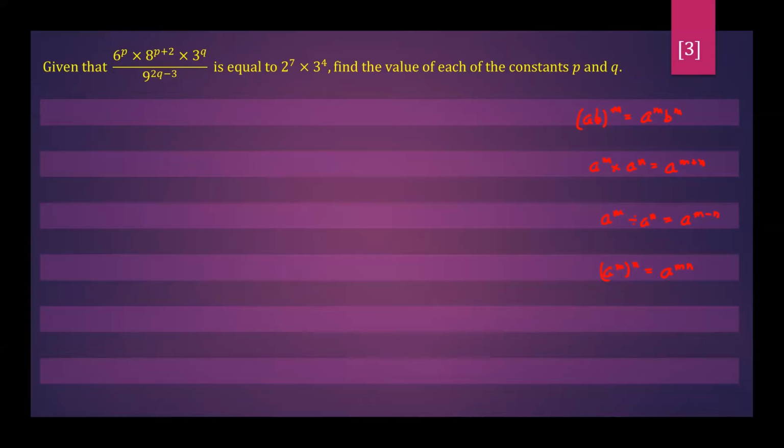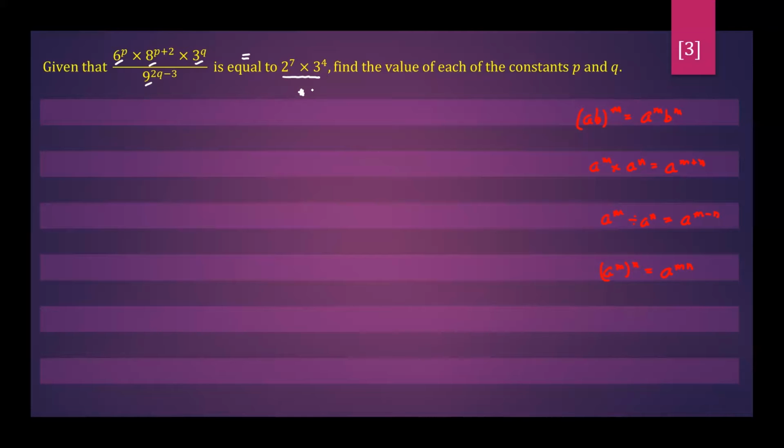So when we observe our question, we can see we're given base 6, base 8, base 3, and base 9. And it is equal to this expression here, which is base 2 and base 3. So what you should try to do here is change all of your bases to be base 2 and base 3. And we'll do that now.